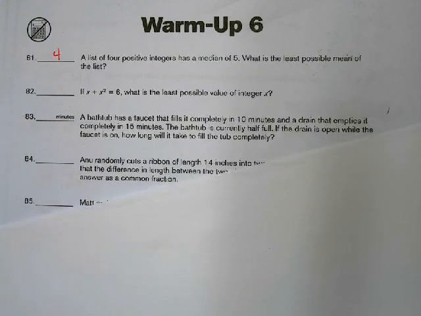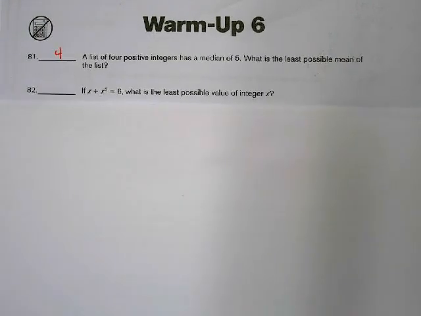Next one. If x plus x squared equals 6, what is the least possible integer for x? Okay, so when they're talking about an integer, remember that does include negative numbers. You might be tempted to just think of numbers and go, oh, 2, because 2 plus 2 squared is 6. But what we can do to find the actual 2 numbers is the process called factoring.